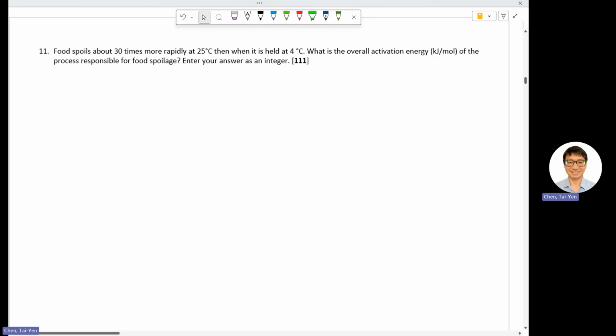Milk boils about 30 times more rapidly at 25 degrees C than when it was held at 4 degrees C. What is the overall activation energy of the process responsible for this? Okay, what's the keyword here? Activation energy. Okay, how many points do you have for activation energy? 2, only 2, right? Which one should we use? Yeah, the one with 2 temperatures, right? Because you see here you have 25 degrees C and 4 degrees C.